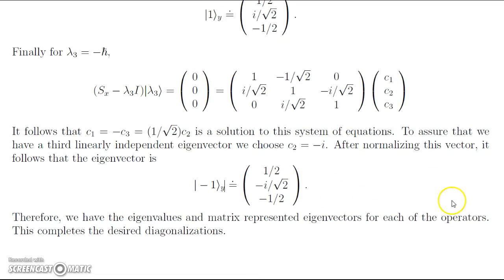And at this point we now have all the eigenvalues and the matrix represented eigenvectors for each of the operators as we wanted. And this completes our desired diagonalization. We could now take the corresponding matrices of these eigenvectors. If we take the three eigenvectors for one of these operators, put that into a matrix, and use that as our change of base matrix, we could then find that it's similar to the diagonal matrix. However, we're not going to go through all of that. We don't need that. We only need the eigenvectors and eigenvalues. So that's going to bring it to an end. Thank you.